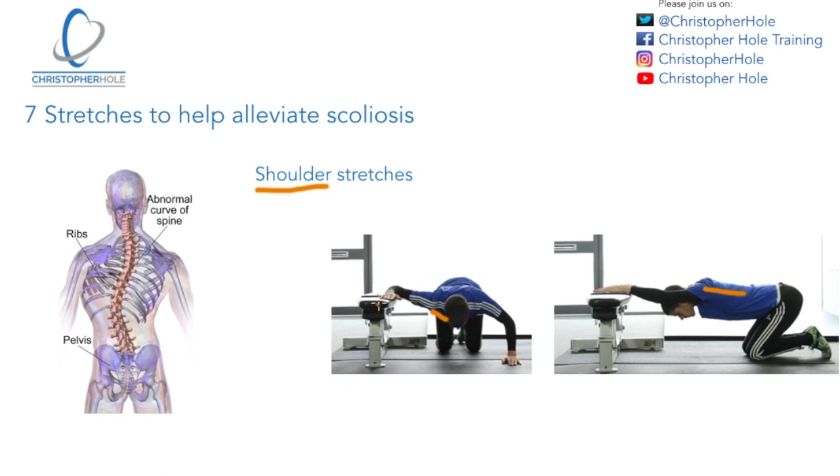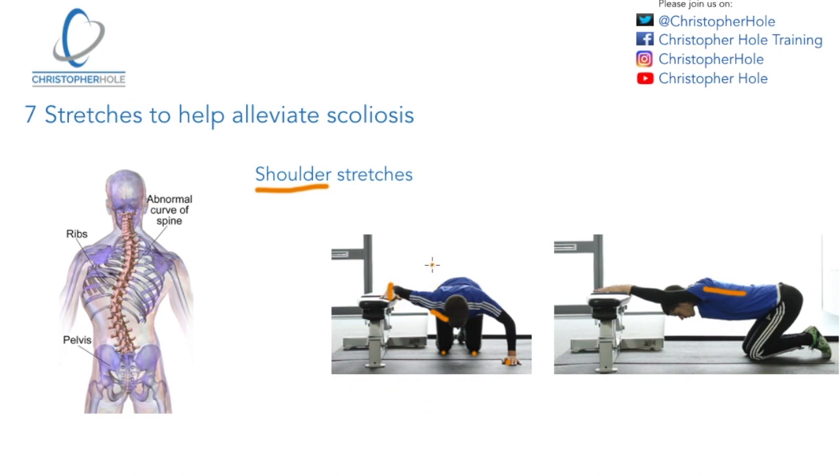Again, we use a raised edge. So this could be a sofa, it could be a step, it could be whatever it is. But you basically go onto all fours, so you've got both knees on the floor and then you've got this one hand on the floor. You place your forearm on the bench.